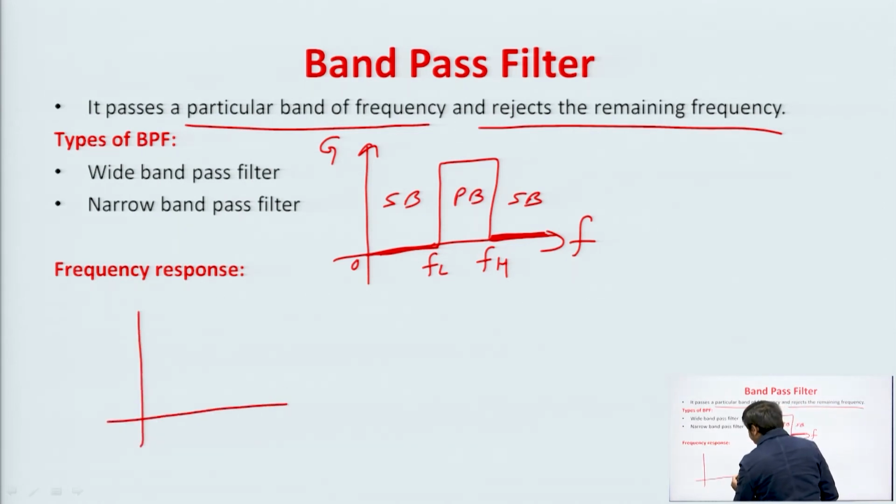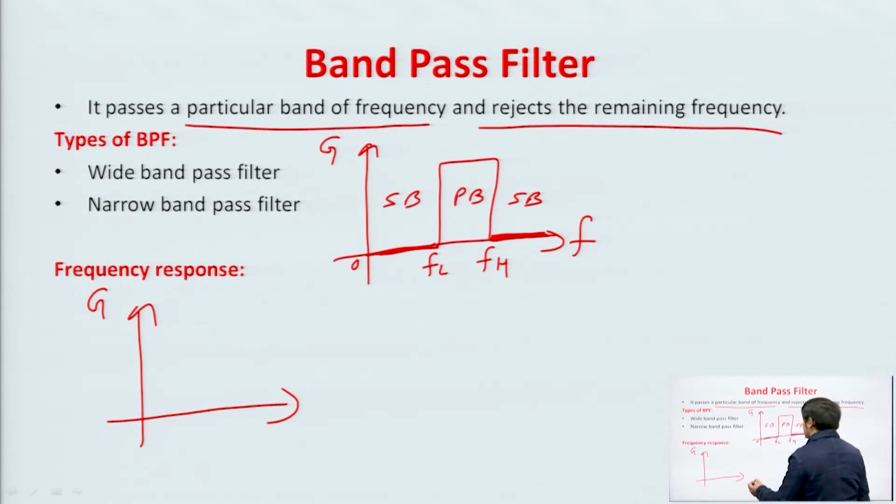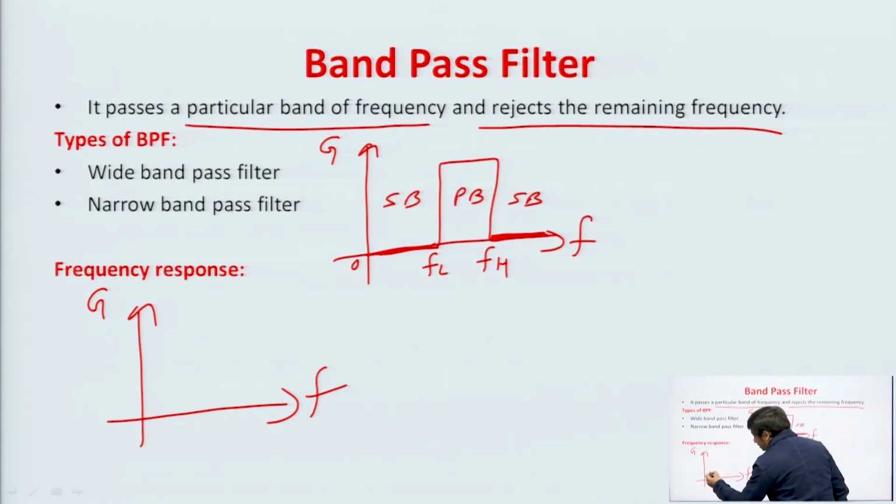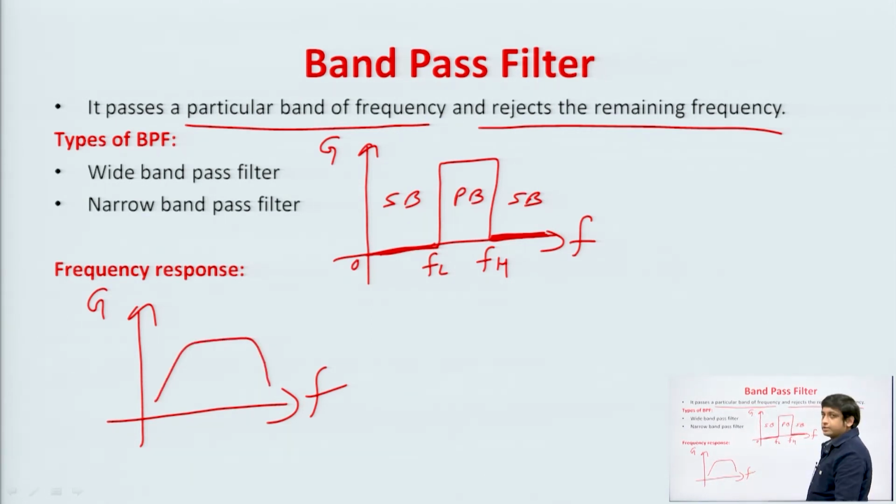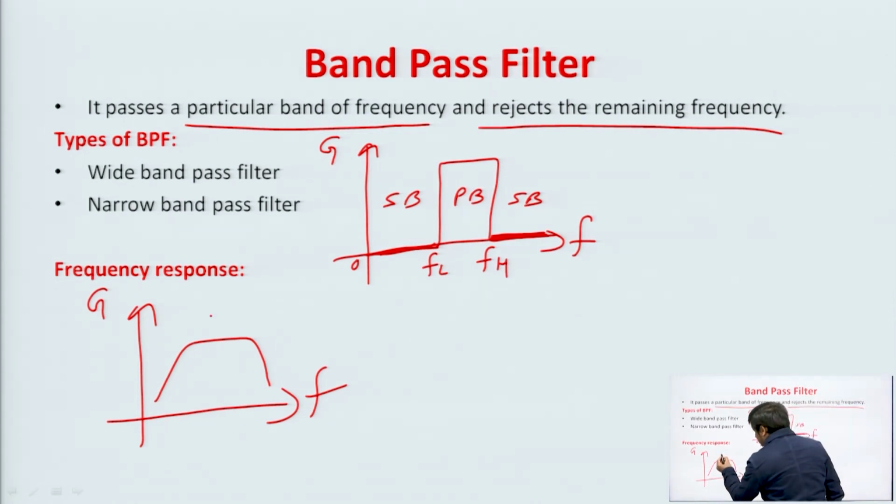Practically, when we design the circuit and plot the frequency response of the band pass filter, practically the response of the filter is like this. So, in this case again this is the pass band, this is stop band, this is stop band.